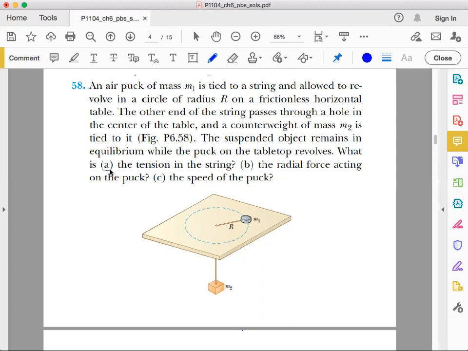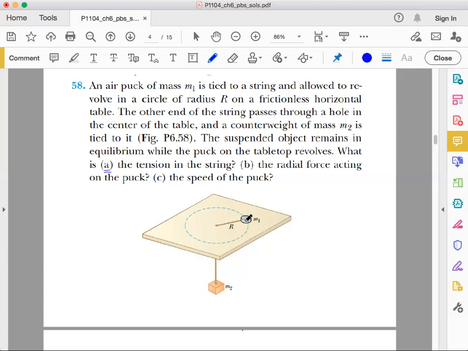So let's start with the first question, which is the tension in the string. In the system, we have two objects connected by a string, so we can find the tension either by looking at m2 or m1. For this reason, let's draw all the forces, the free body diagram for each object. Let's start with m1.